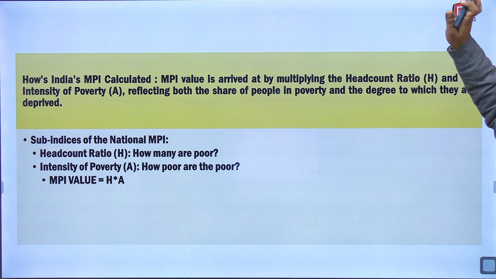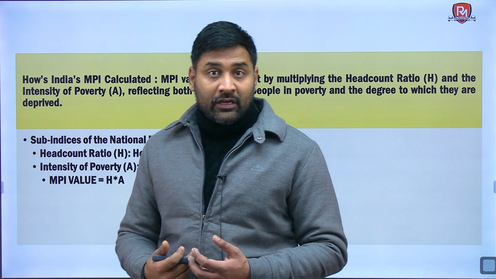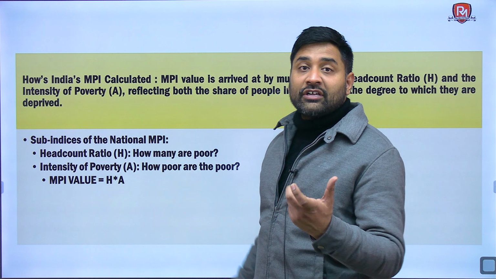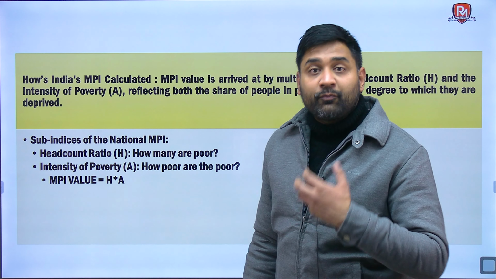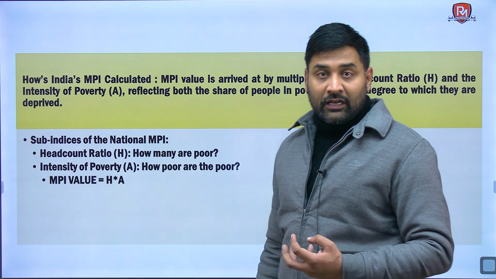Now, how does India calculate its multidimensional poverty? We mainly use two things. One is the headcount ratio, which is the number of people who fall within the poverty line. And the second one is the intensity of poverty. What is the meaning of the term intensity? Intensity of poverty is how poor you are.